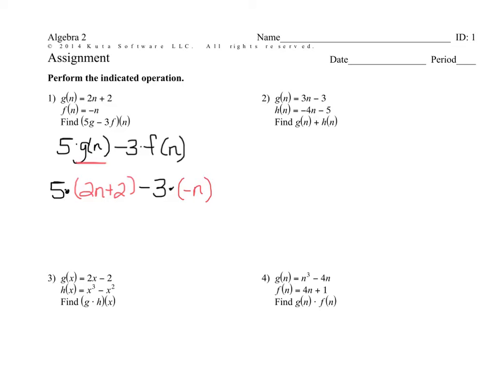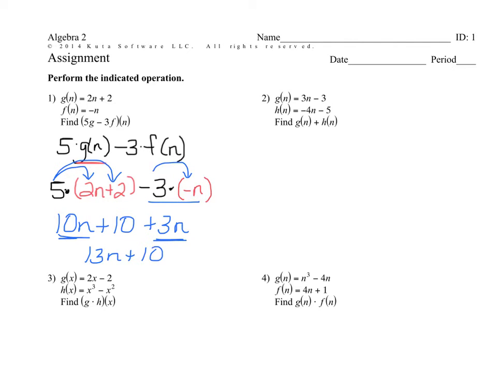Now it's just distribute, collect like terms. So we're going to go 5 times 2n. Positive 5 times positive 2n is 10n. And then we're going to go positive 5 times positive 2, which is positive 10. And then we'll have negative 3 times negative n, which is plus 3n. Now we collect like terms. We got a 10n plus a 3n is 13n plus 10. And there's your solution. So that will be what that equals right there.